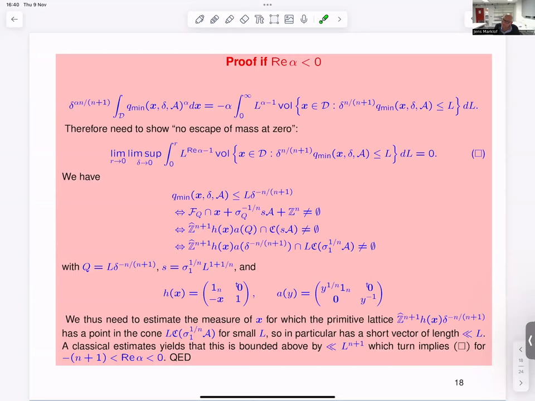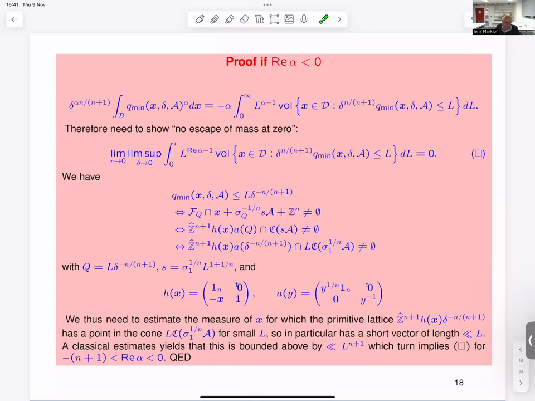So what changes from the previous consideration is that we now need to avoid escape of mass near zero, right? Because if the moment is negative, this is bad near zero, it explodes. And so we just need to make sure that the measure of this set is very, very small for small L. Now, since we look at the smallest denominators less than something, this now translates into the condition that our Farey fraction does have a point in that interval, and therefore that our primitive lattice does intersect with the cone.